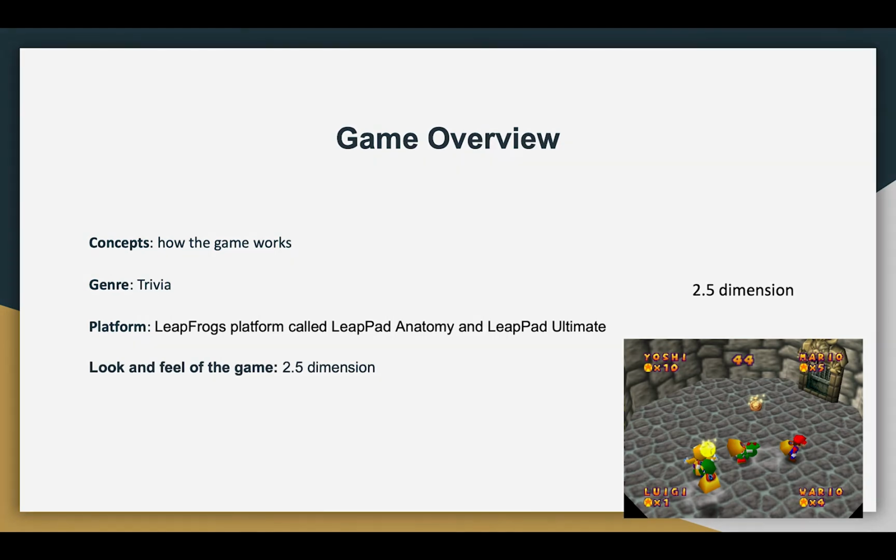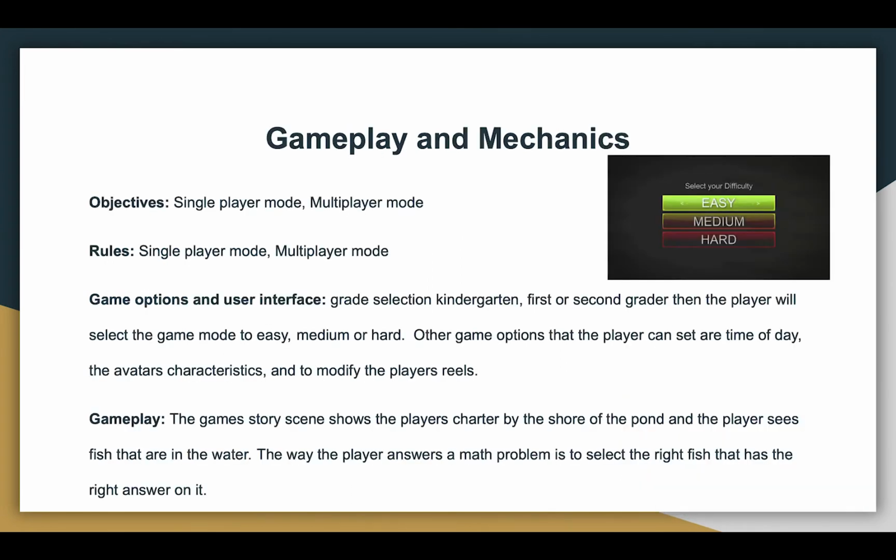So overall this is like other games, Mario games, or like other Leapfrog games like Sonic the Hedgehog, stuff like that. Alrighty, now for the gameplay and mechanics of Catch and Release. The objectives of the game are divided up into a single player mode and a multiplayer mode. The single player mode is where the player is trying to catch as many fish as possible, going through each level and finishing the levels as far as they can go.